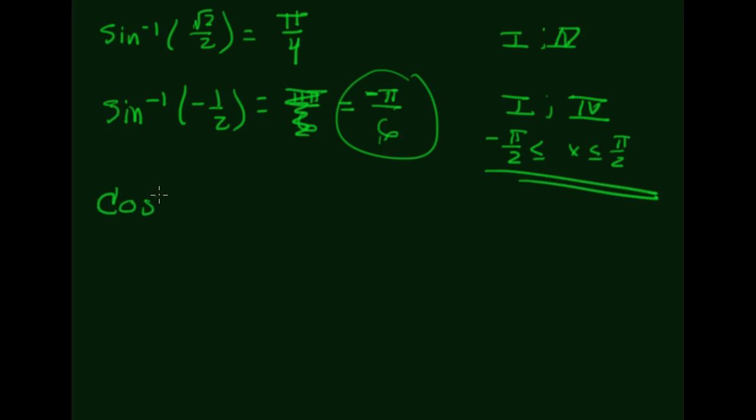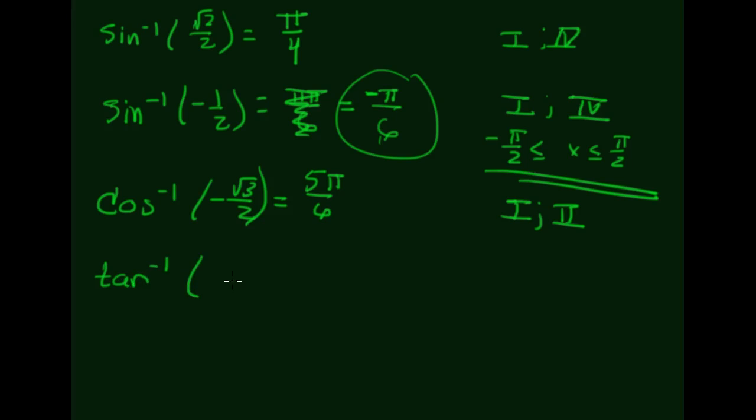Okay, so let's look at the cosine inverse. Let's say I have the cosine inverse of negative root 3 over 2. Remember, the cosine is in the first and second quadrants, and the place where that happens is at 5 pi over 6. You can check that on your unit circle. And if I look for the tangent inverse, tangent's a little bit trickier because you have to do some division, like the square root of 3. And remember, this is also in quadrants 1 and 4. The place where the tangent is equal to the square root of 3 in quadrants 1 and 4 is at pi over 3.